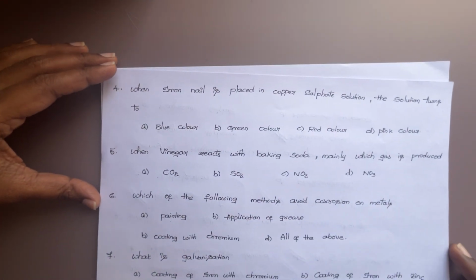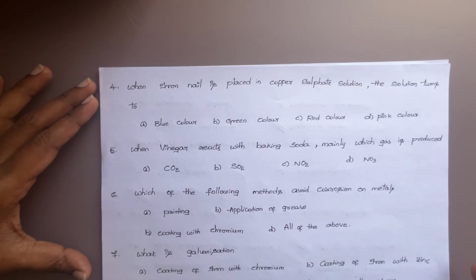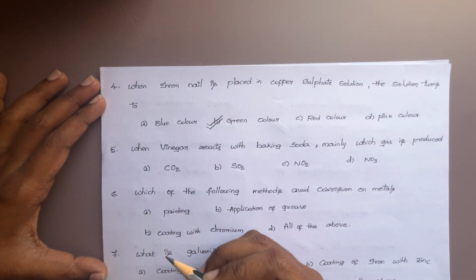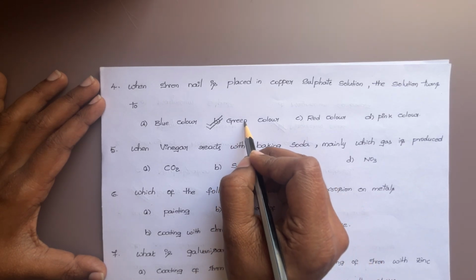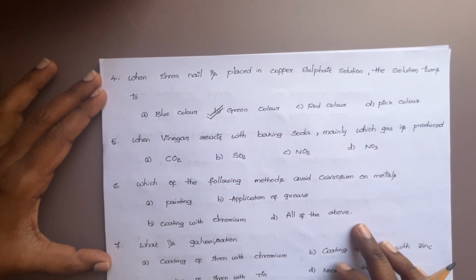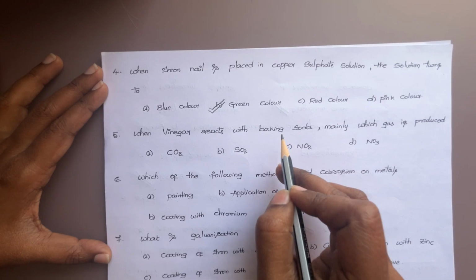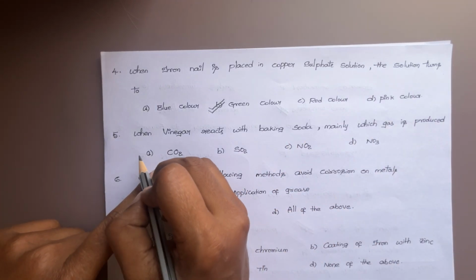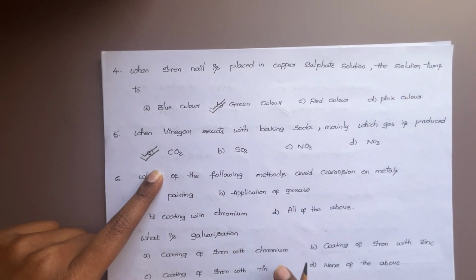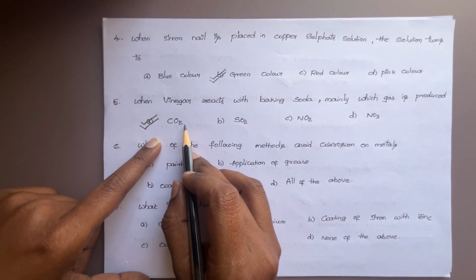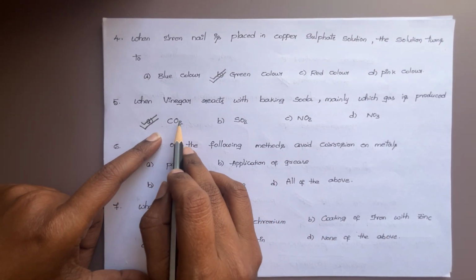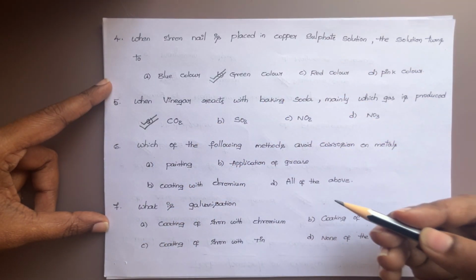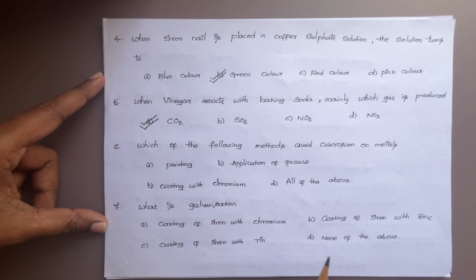When an iron nail is placed in copper sulfate solution, then what happened? Directly it gives green color solution. This explanation I have also clearly given. When vinegar reacts with baking soda, mainly which gas is produced? Carbon dioxide gas is produced. This is also explained. All explanations are present in my previous video. This is just test yourself. How did you understand the concept?